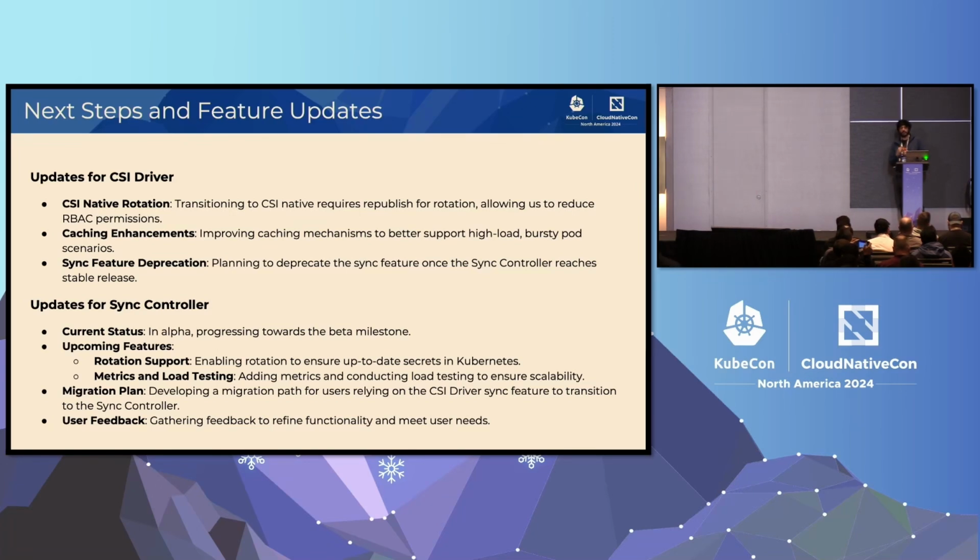In terms of what we are working on next, for the driver, we are moving towards a CSI native rotation model, which will help us reduce the RBAC permissions out of the box. We are also adding caching enhancements for the driver. And we're going to come up with a deprecation plan for the sync feature in the driver once the controller is stable. For the controller, we are working towards the beta milestone, we're enabling rotation support, we're adding metrics, and we're also doing load testing to ensure that it can handle high load.